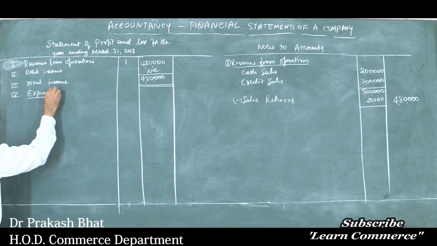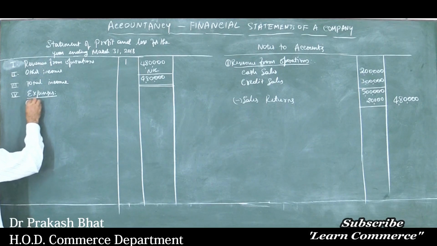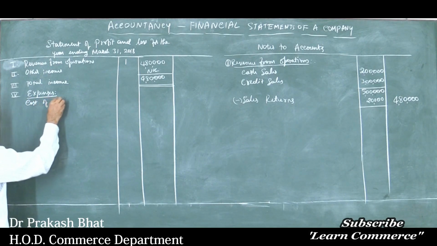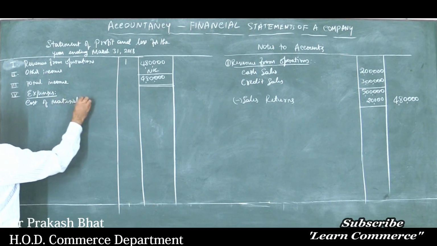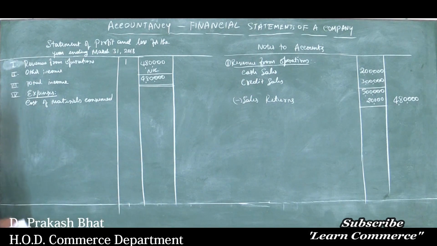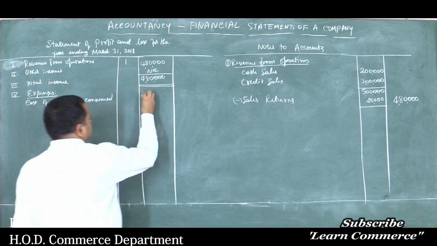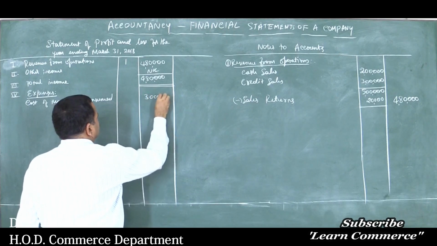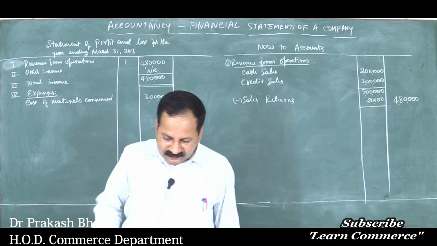Fourth one, expenses. Under that, cost of materials consumed. Cost of materials consumed. How much? 3 lakh, right? Yes. How it is given? Yes, cost of materials consumed.